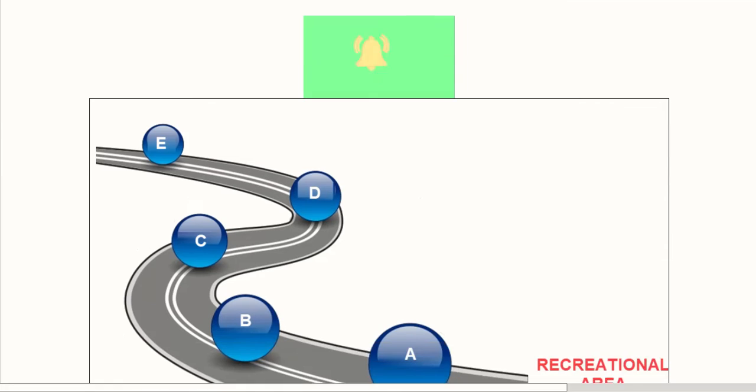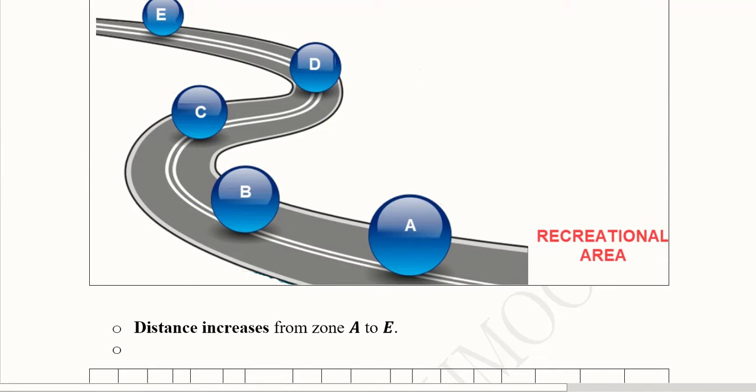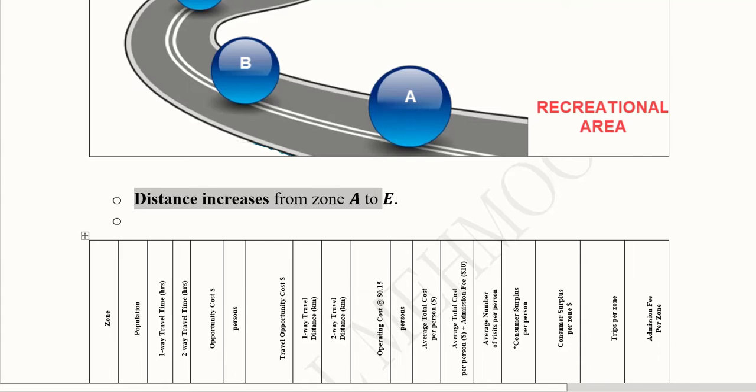The iso timelines can be understood with this highway. A is the closest to the recreational area, B is farther, and then E is the farthest area or the zone from where the people will travel. Definitely it is more costly to travel from zone E as compared to zone A. So this is how it works. The distance increases from zone A to E.